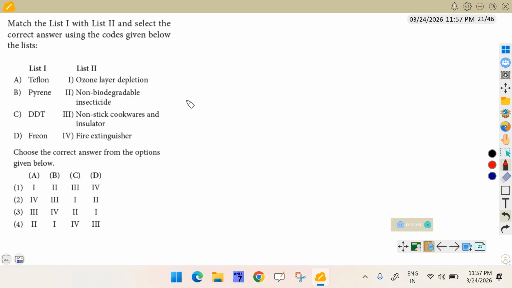Match the following. Teflon, non-stick cookware: A3, only one option. Pyrene, fire extinguisher. DDT, non-biodegradable insecticide. Freon, ozone layer depletion.